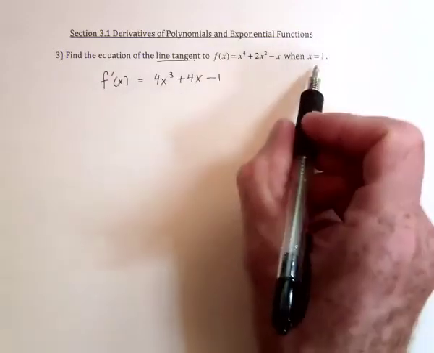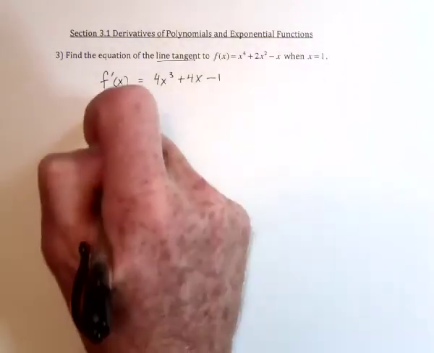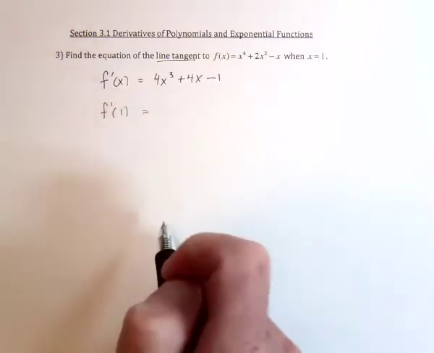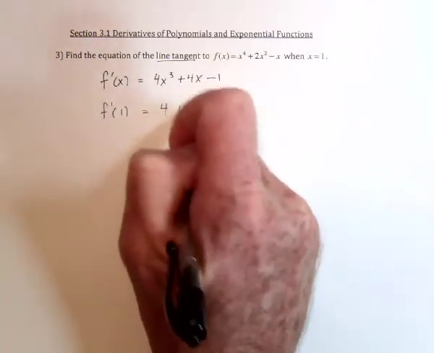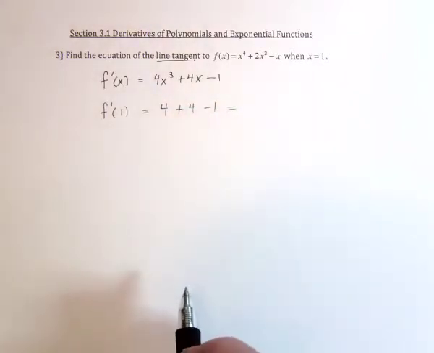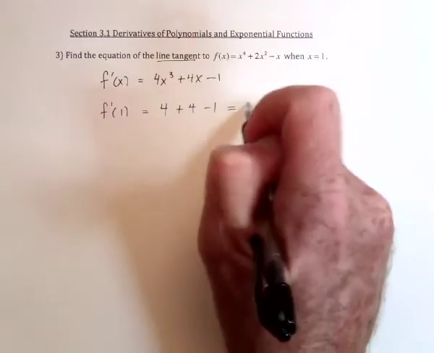The next thing to do is find out at that particular point how much is the slope of the tangent line. So the derivative at 1 is going to be a 4 plus a 4 minus a 1. So the slope is a 7.